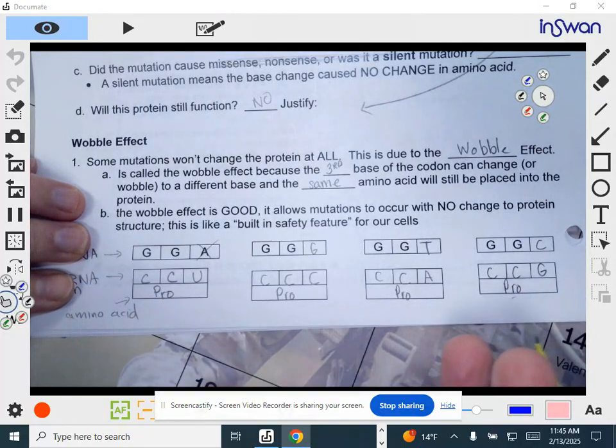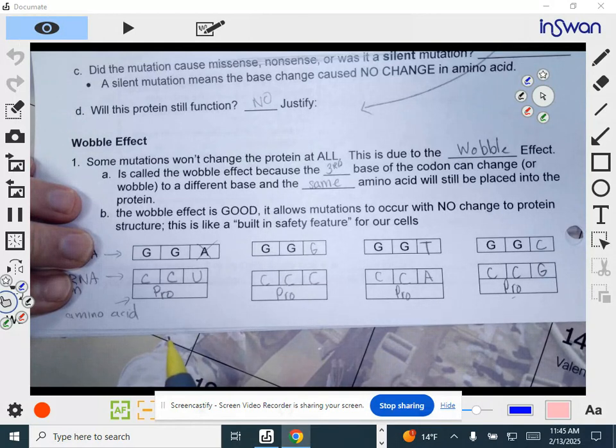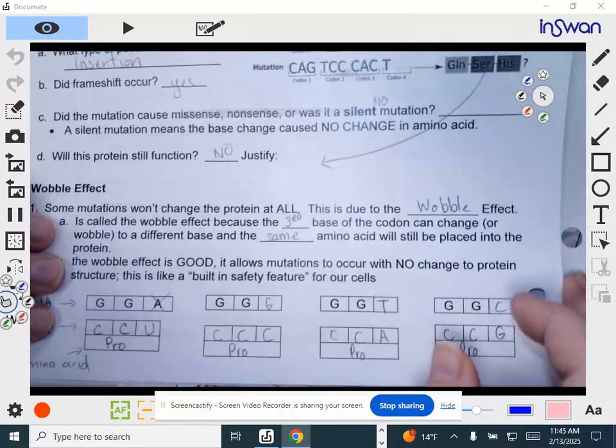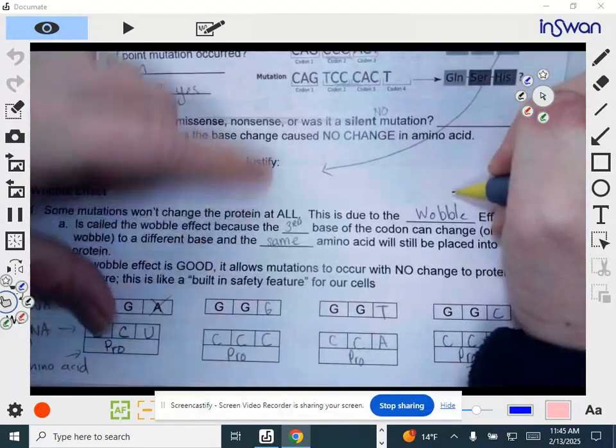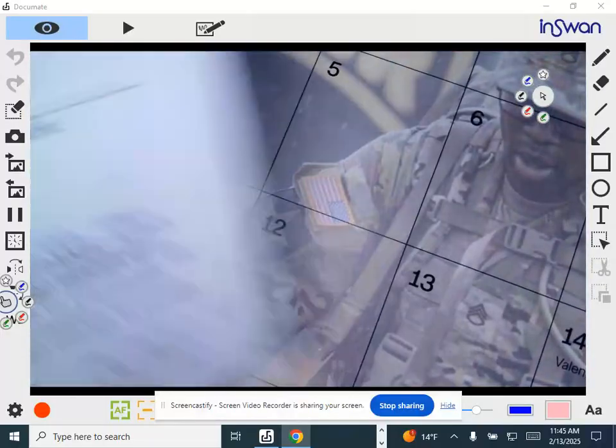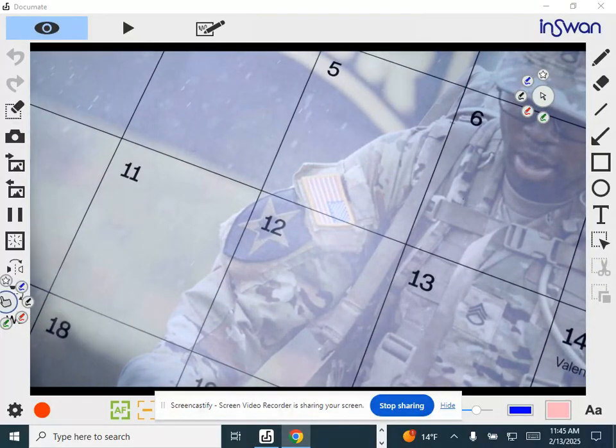So the wobble effect's a good thing. We could get mutations in our DNA, but yet our protein is still going to be made the same way. So the wobble effect leads to silent mutations. So some mutations are less severe than others.